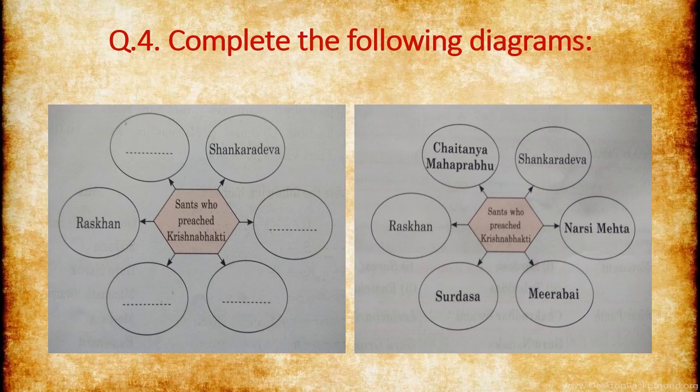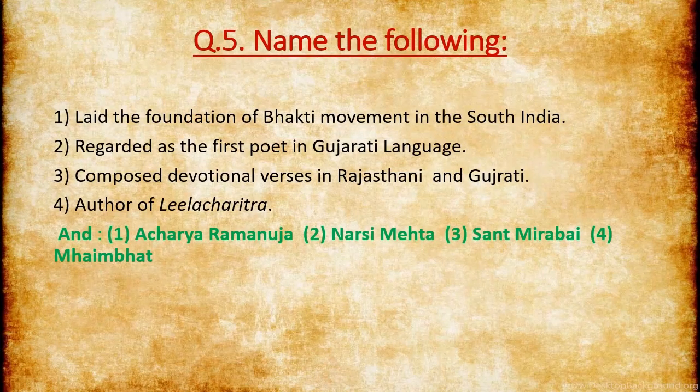I hope you have completed writing this. Now turn your page and come to page number 24 of your workbook. Come to question number 5 and see what it is: name the following. On the screen the answers are given below, but in the workbook you have to write the answers in the space provided. Students, in the workbook you are just writing the answers, but when this question comes in the exam, you have to write the full sentence and then, on the next line, write down the answer.